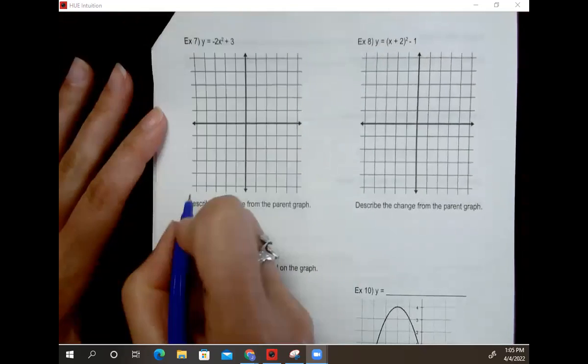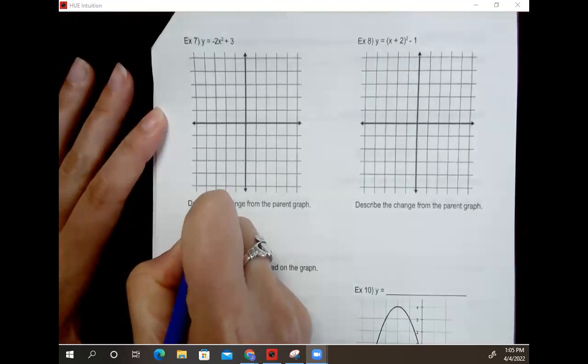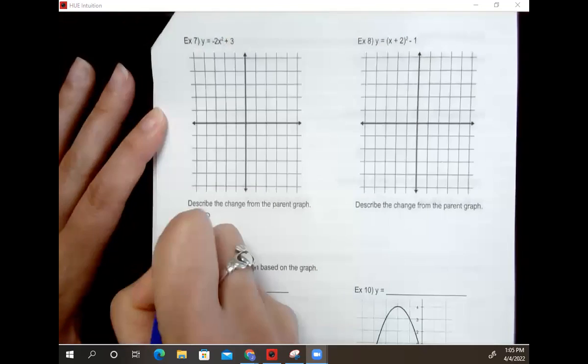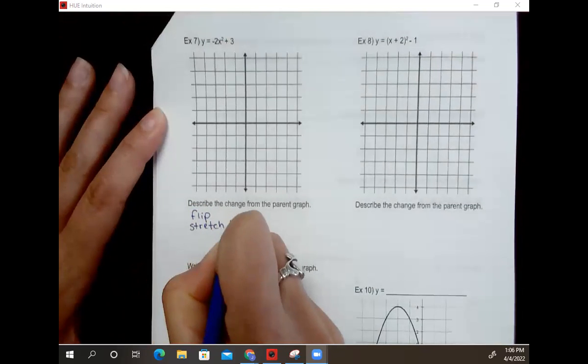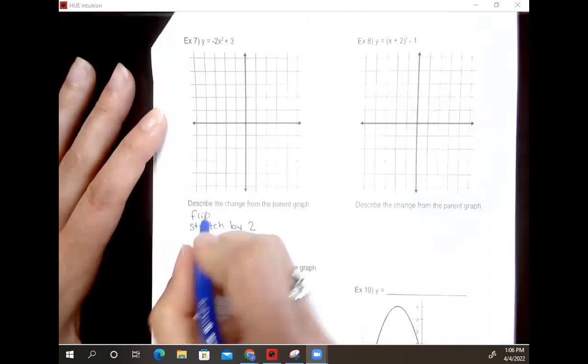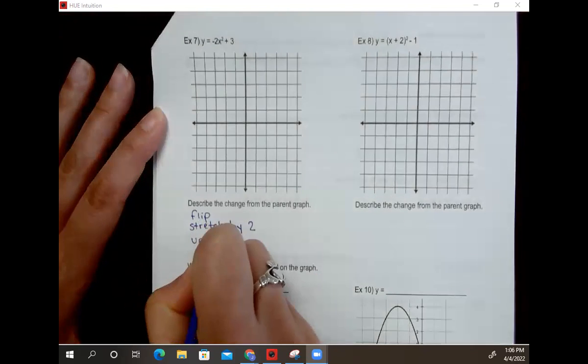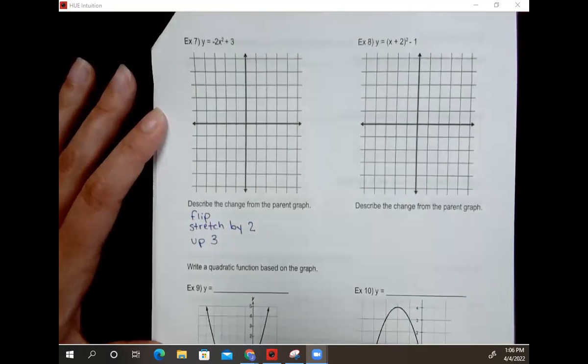So I know that negative sign is going to flip my graph. We know that that 2 is going to stretch our graph by 2. And then I know this plus 3 at the end should shift us up 3. Okay, those are all the changes I expect to see based on the function.